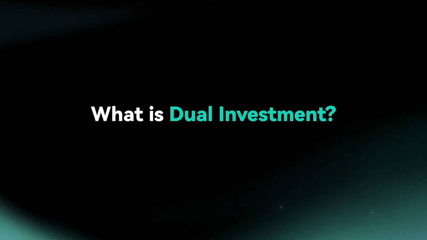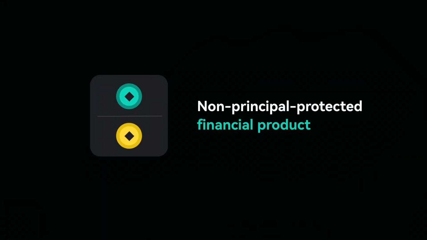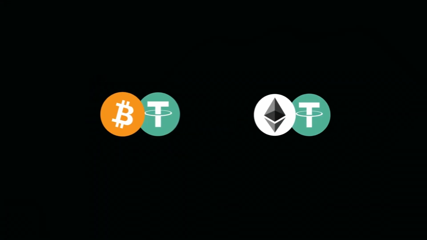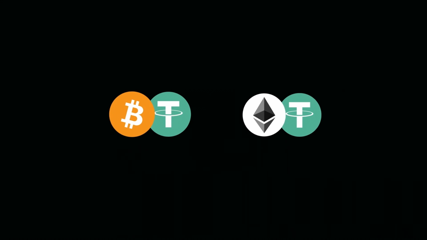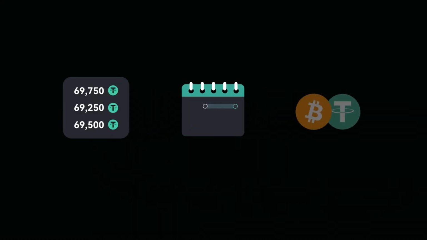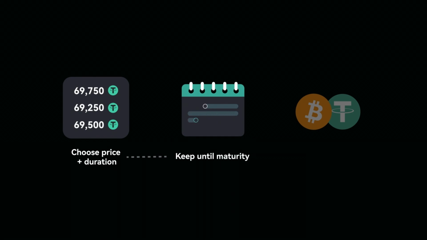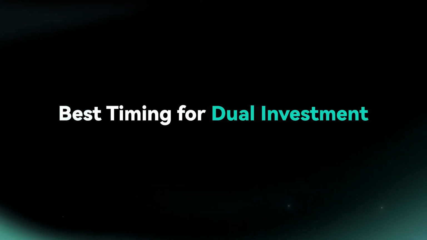What is dual investment? CoinEx dual investment is a non-principal protected financial product that involves two different cryptocurrencies. When subscribing to dual investment products, you can choose a target price and a duration. Upon maturity, the system will settle the principal and interest in one of the two currencies, based on the market price.